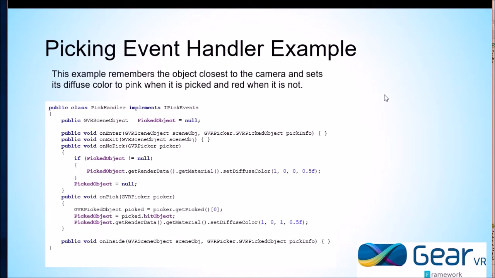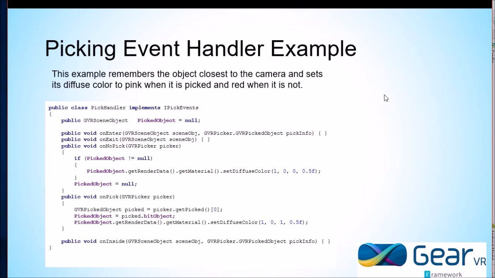Here's a picking event handler example. This example is going to set the color to pink when the object is picked by actually changing the material diffuse color, and it'll set it to red when it's not. And here you see the pick handler is deriving from IPickEvents. This is the class of events for picking, and you have to override all of the event handlers even if you only use one or two of them.